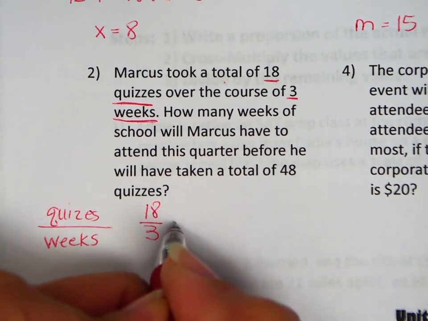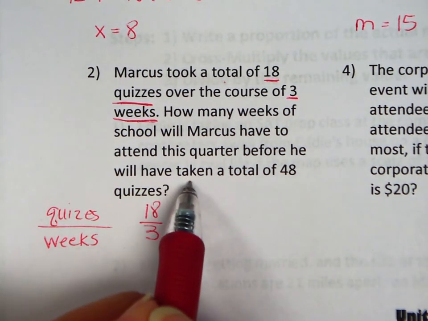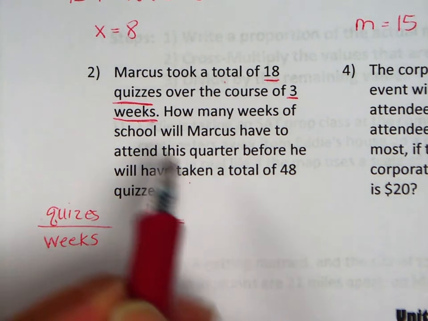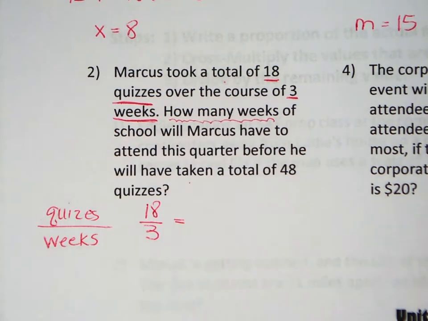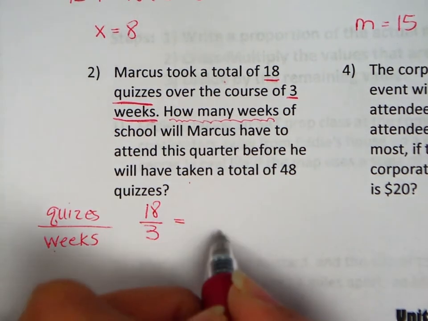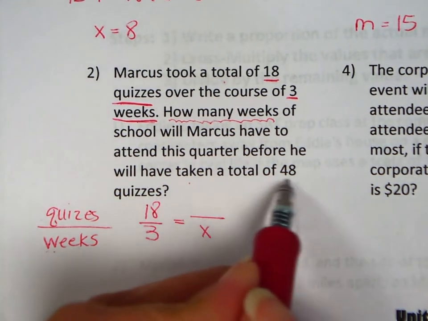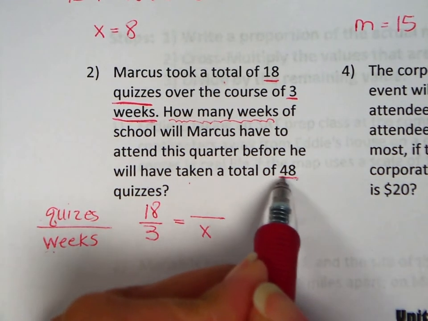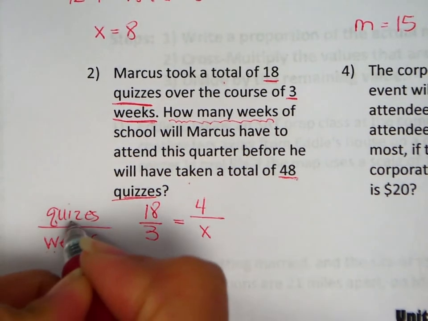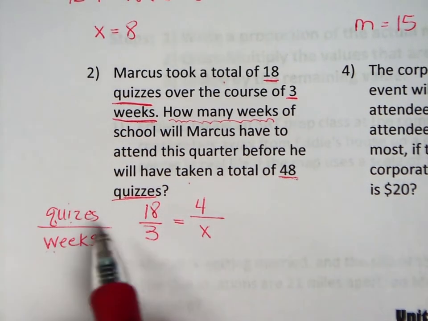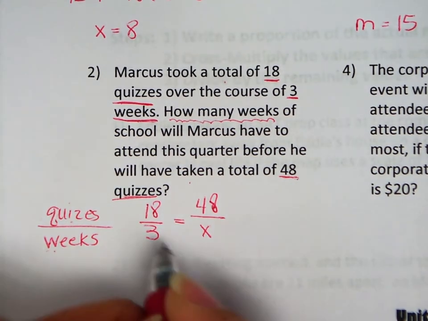Now we need to set up a proportion for our missing amount. So looking at the last part of our word problem, we are trying to find how many weeks. So weeks is what's missing, and that is our denominator, so we'll just give it a variable. And we have already taken 48 quizzes. So let's put that in our numerator, 48 quizzes. And now we can use cross multiplying.